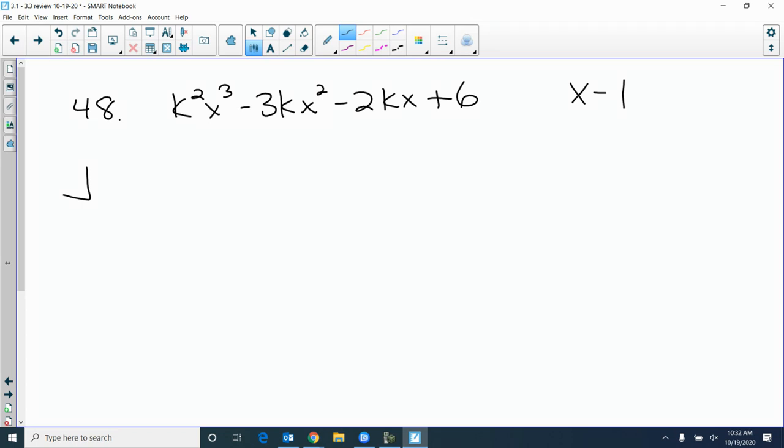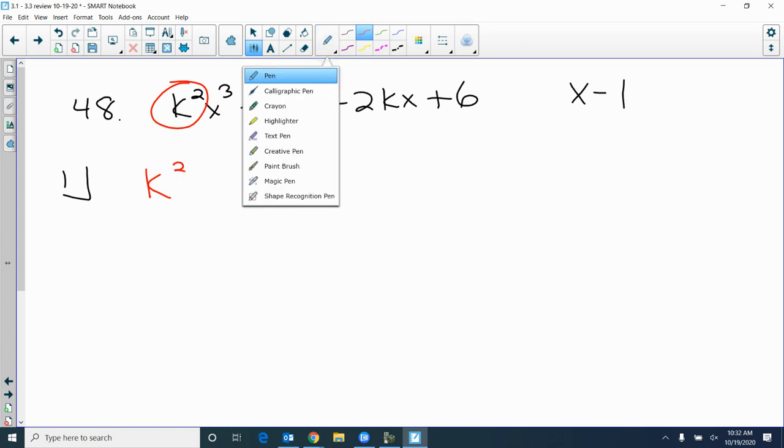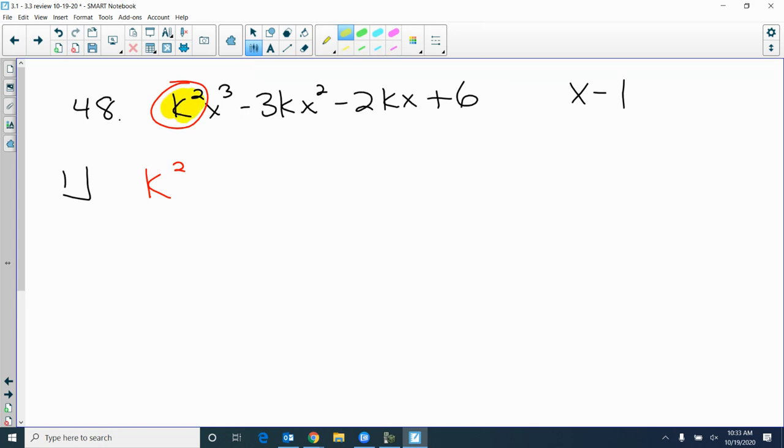There's 61. I have it up there. x minus 1. All right. So what do we plug in the box? Do we plug in a -1 or +1? +1. Okay, so 1 goes here. Make sure this first one here, this is probably the biggest mistake. That's a k squared. And then here are your coefficients, whatever's in front of the x. Okay, and then your constant. And so we got k squared, minus 3k, minus 2k, and then a 6.